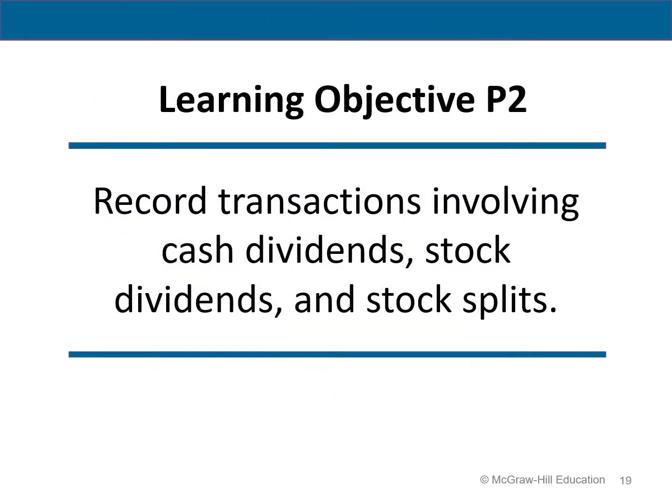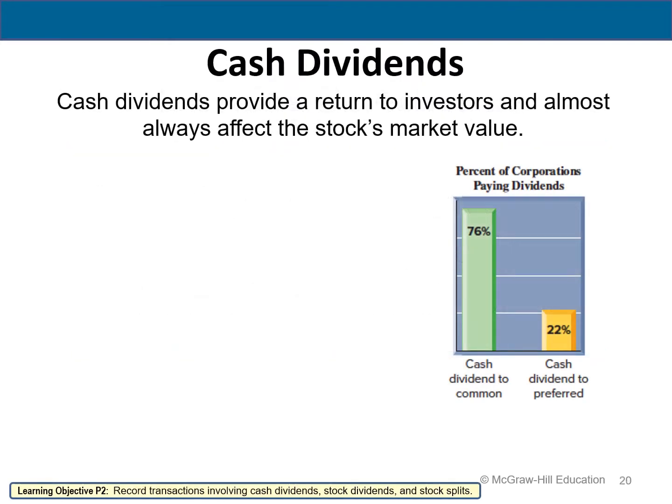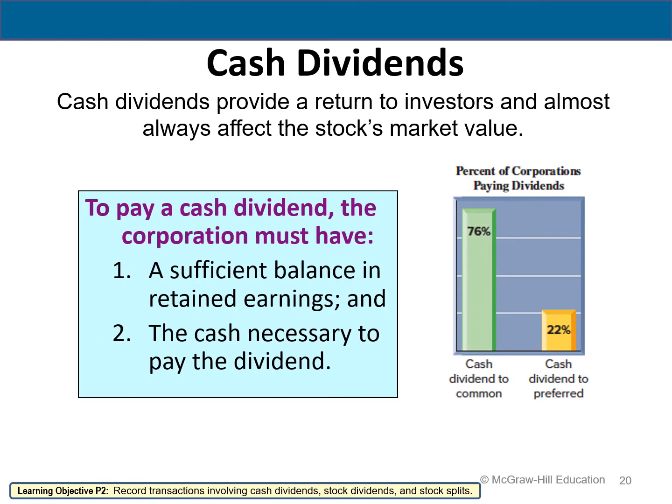All right, so let's talk about recording transactions that involve dividends and stock splits. So cash dividend is a way to provide return to investors. And so to pay a cash dividend, 2 things must be in place. You must have sufficient balance in retained earnings, and you must have the cash necessary to pay it.